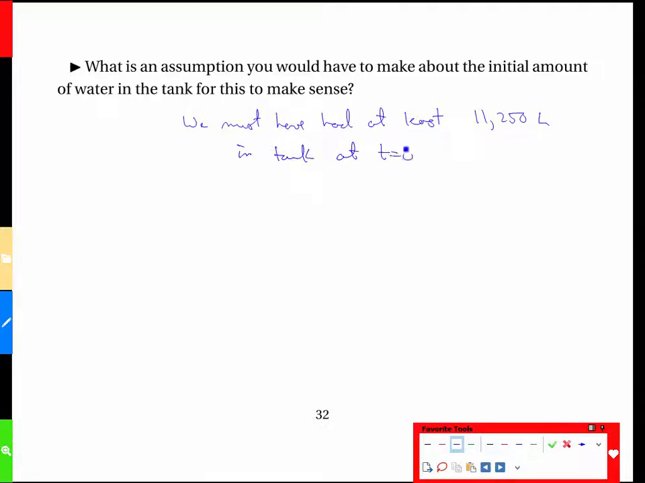If that wasn't the case, then this integral wouldn't make quite as much sense. We'd be violating some laws of physics by trying to take out volume that didn't exist. But with that caveat, that we could have had any amount, as long as it was larger than 11,250, then we could have proceeded with this example, and we would have found the net change in the tank water level over those 45 minutes.